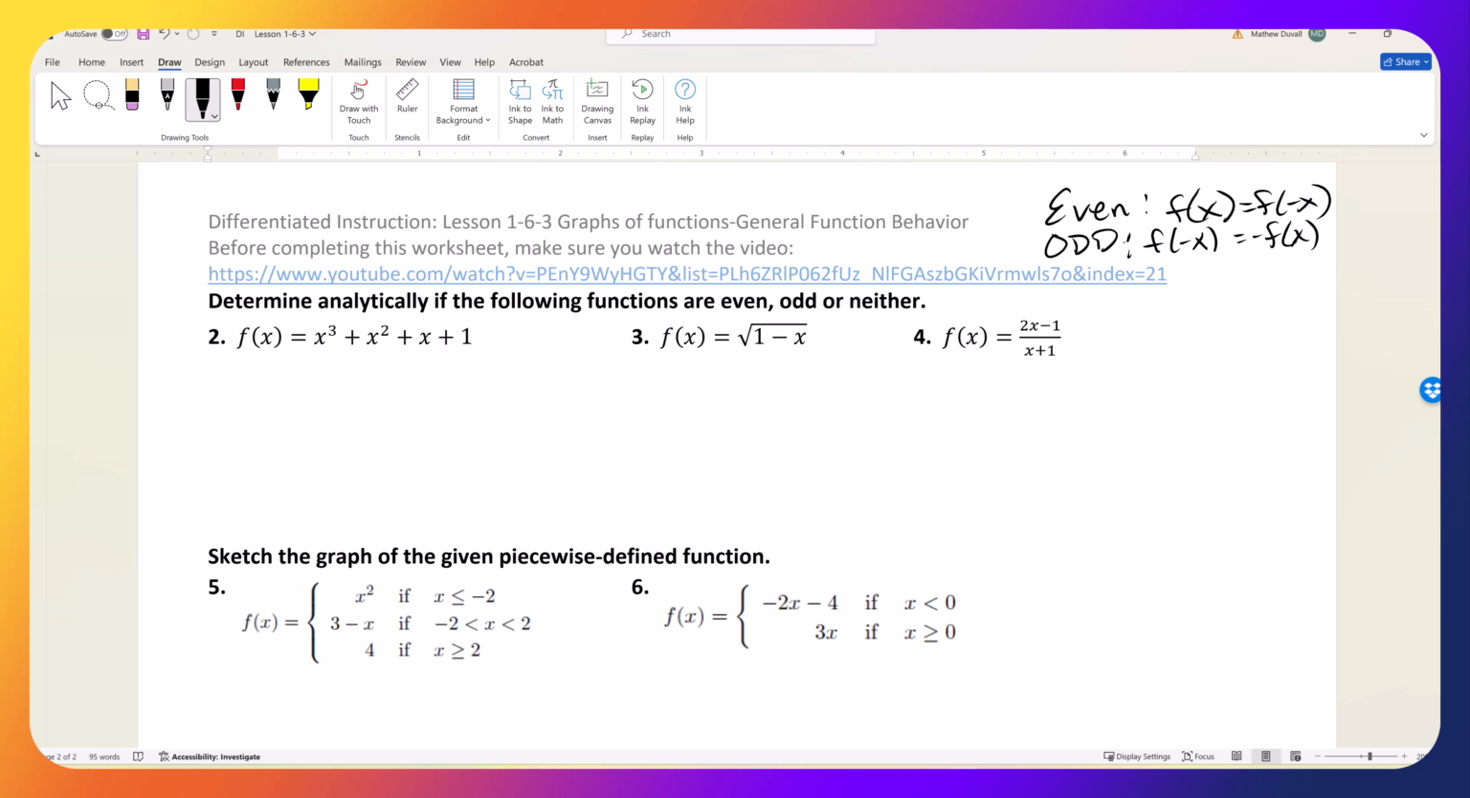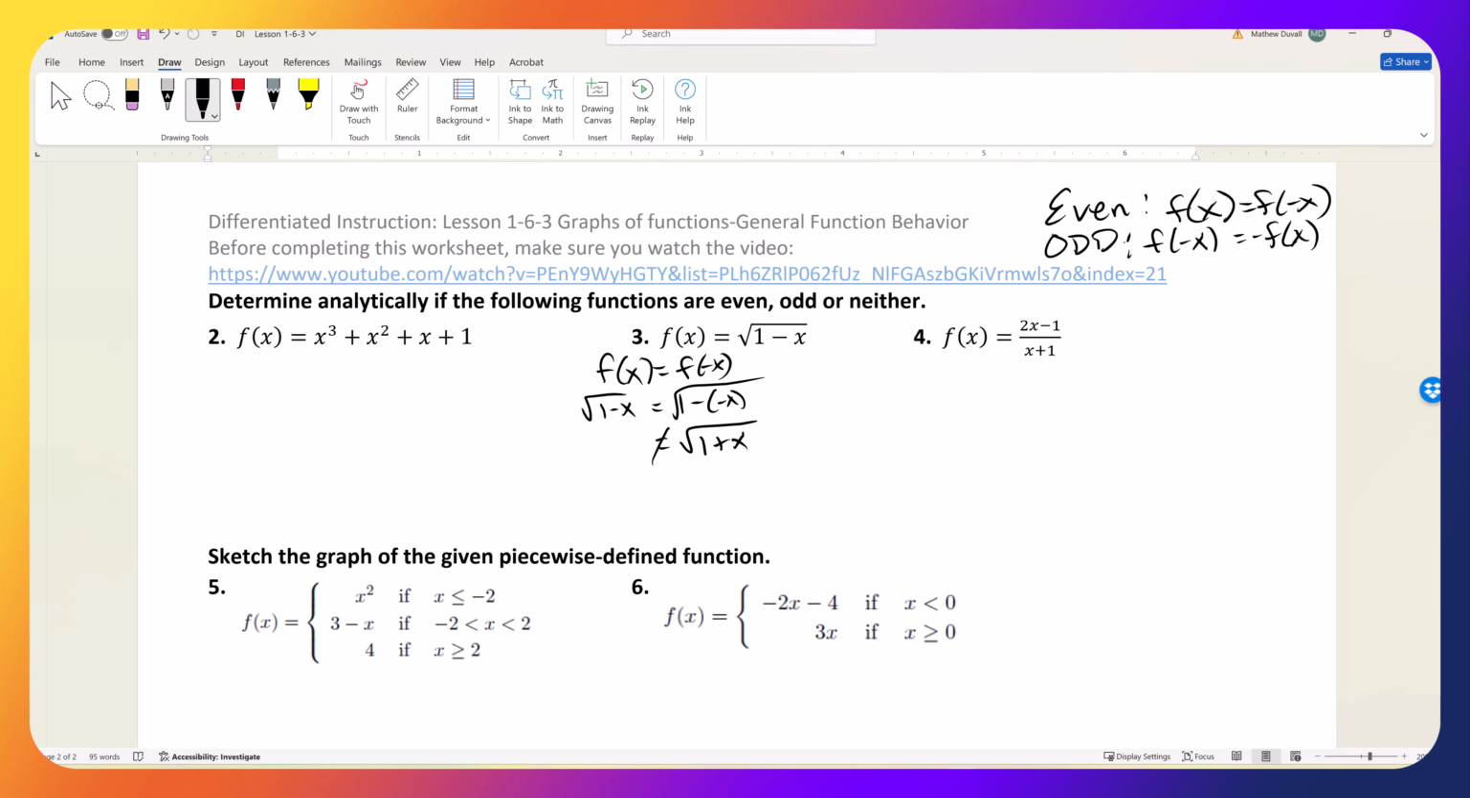So let's look at number 3, even. Does my function equal the same thing with a negative plugged in? So 1 minus x, does that equal 1 minus, now I'm plugging in negative x. So this becomes 1 plus x. Are those equal? No. So therefore, it's not even. So those are not equal.